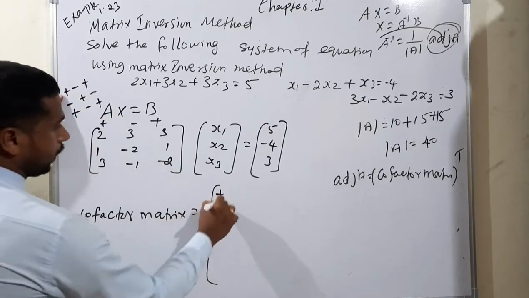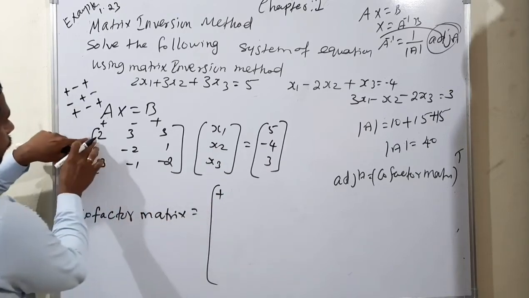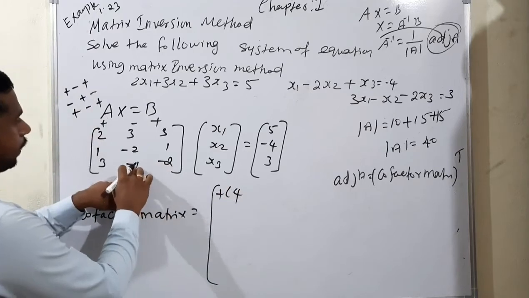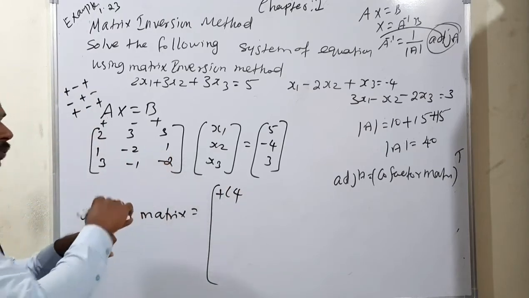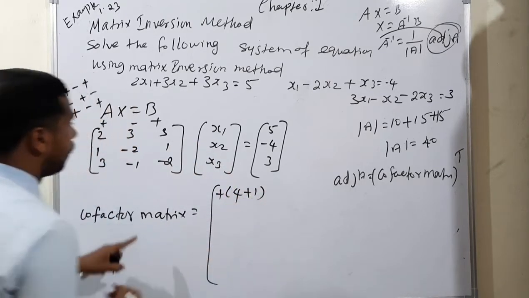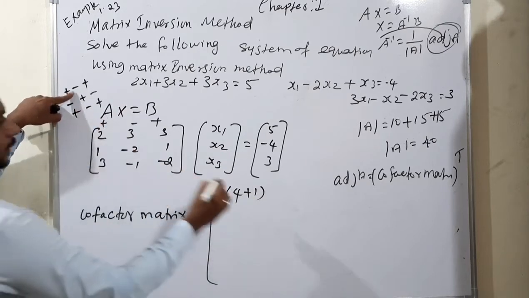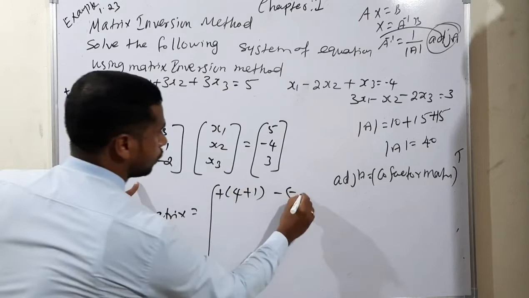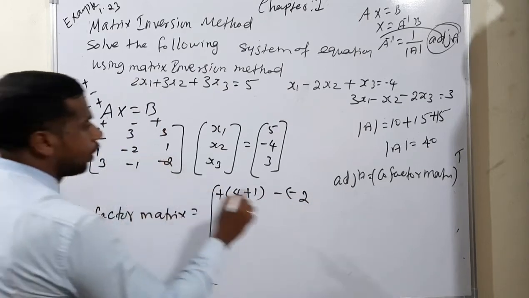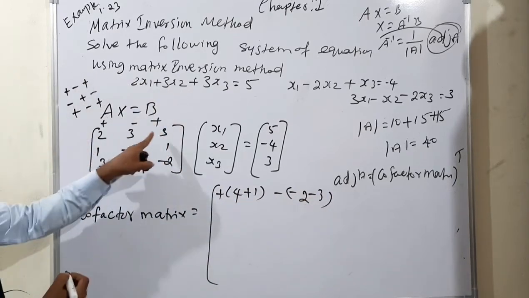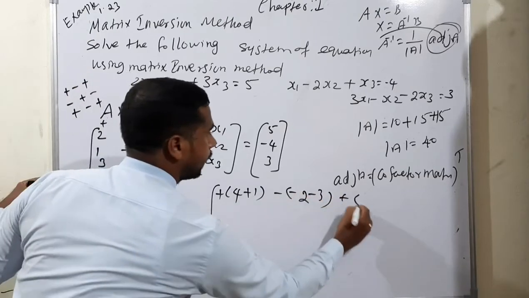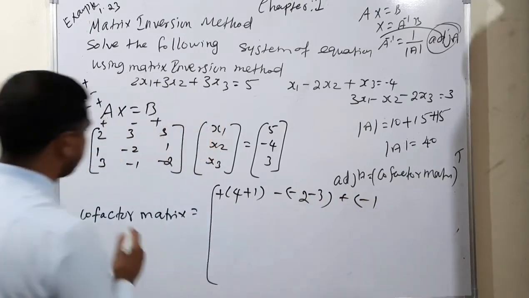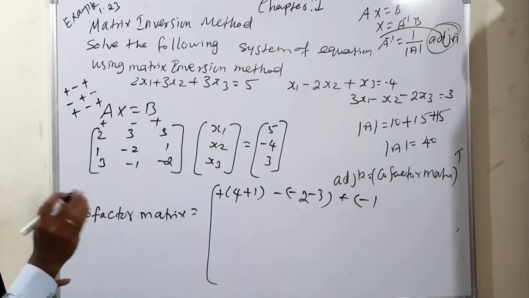First we select the positive sign. If you skip the row and column of 2, minus 2 into minus 2, positive 4. Cross multiply, minus 1 into 1, minus 1. Cross multiply means positive 1. Then the next sign is minus. Minus means 1 into minus 2, minus 2. Cross multiply 3 into 1, minus 3. Last one, plus sign. So 1 into minus 1, minus 1. Cross multiply 3 into minus 2 means minus 6.